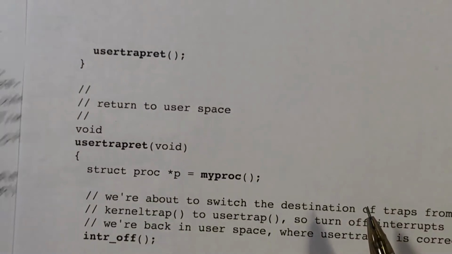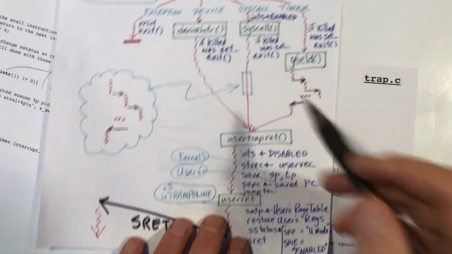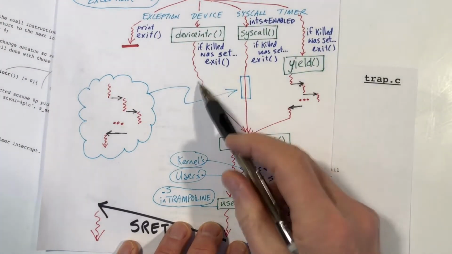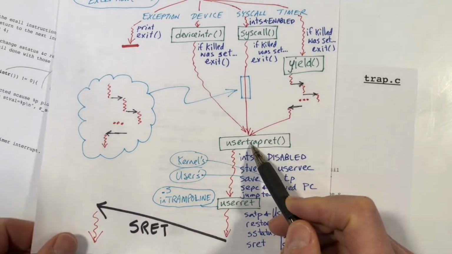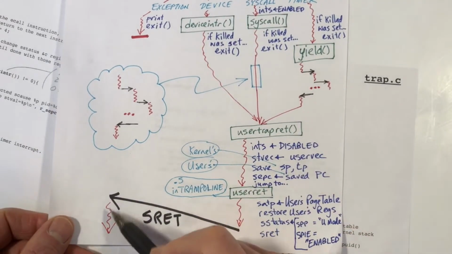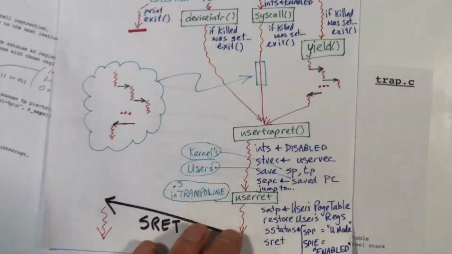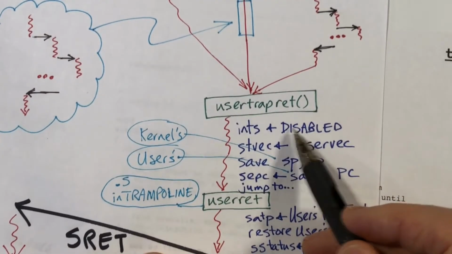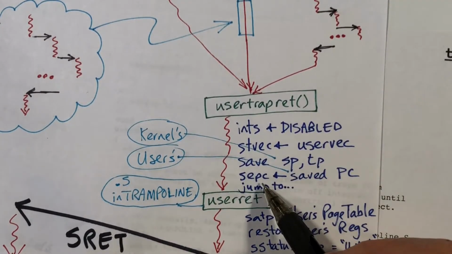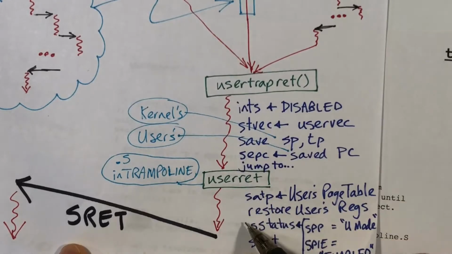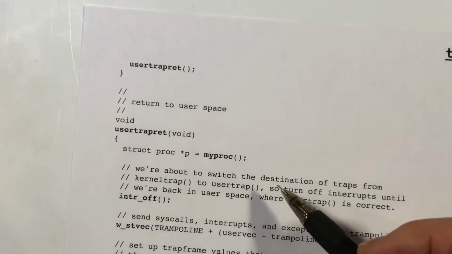So now we are down here, and we have considered doing the yield, and we are now ready to return to the user mode thread. We're now in user trap return, and we need to disable interrupts, and we need to set up some stuff, and then go into the assembly code in the trampoline page. So let's walk through what happens at that point.